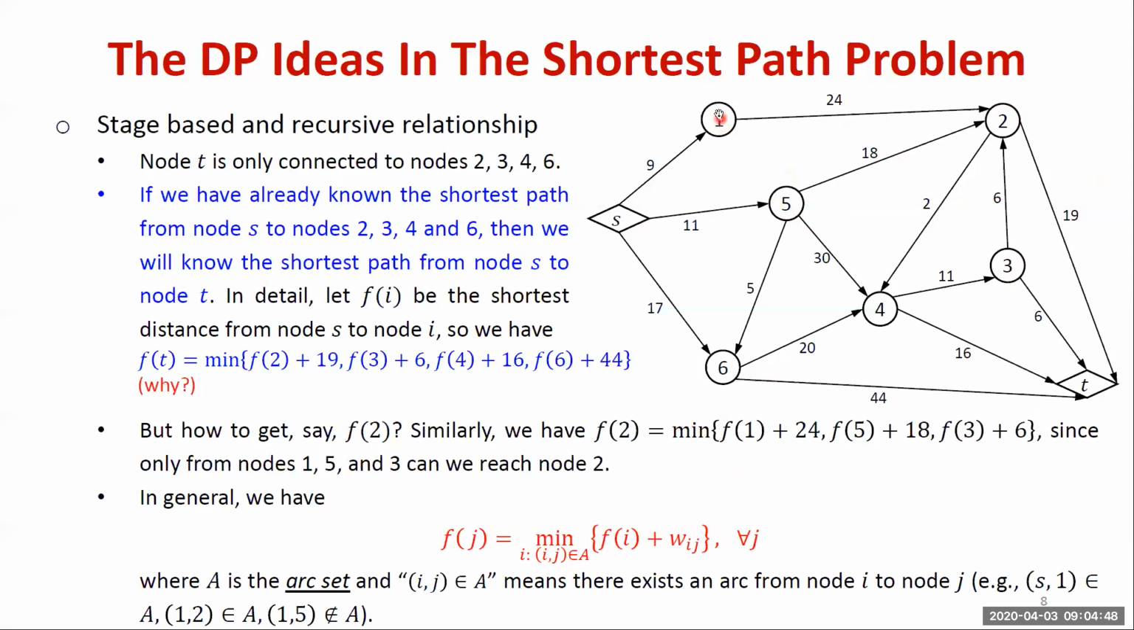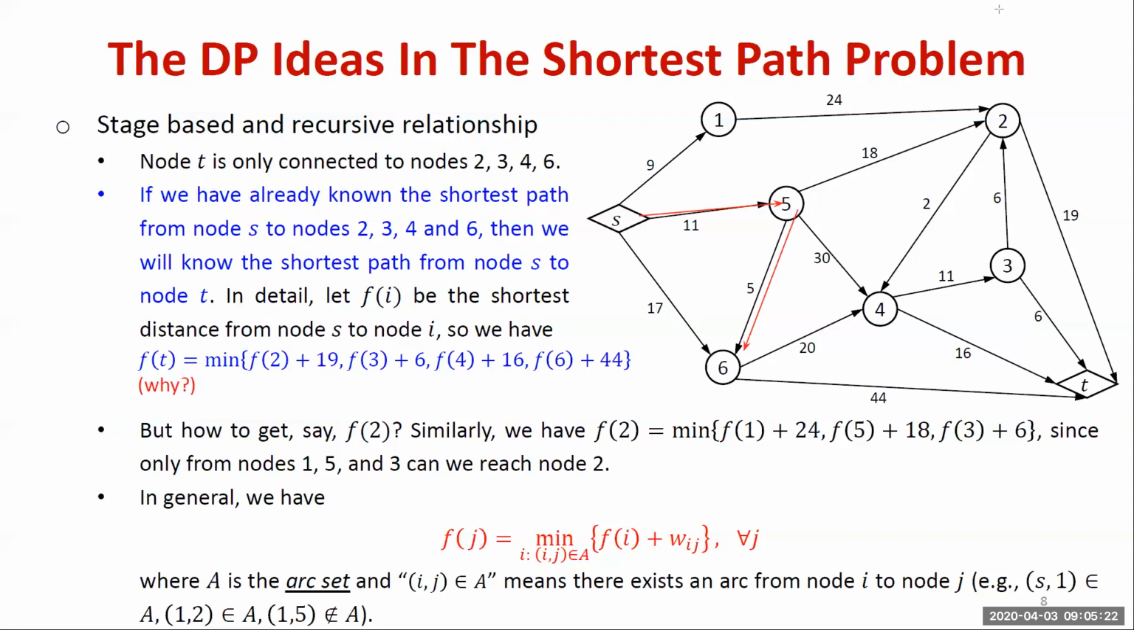And then again, you can do the same until you reach, for example, f1. f1 must be equal to 9, sorry. Why? Because from only S you can go to node 1. f5, similar: f5 must be equal to 11, because you can go from only S to 5. However, be careful about 6. Actually, f6 is this path. Here, I'm kind of cheating. I directly tell you the solution, which is 16, rather than you directly go from S to 6. From S to 6, you get 17.